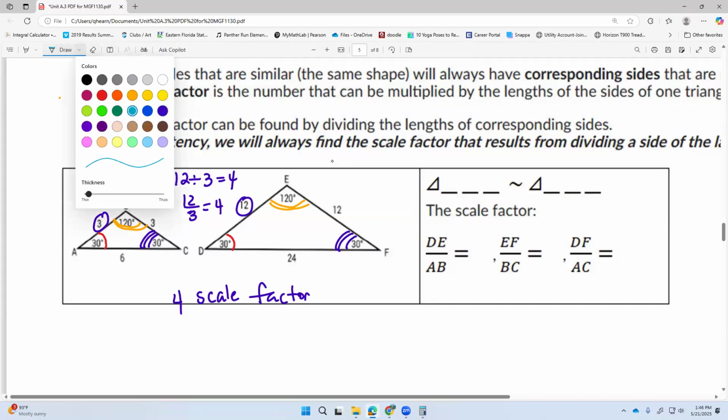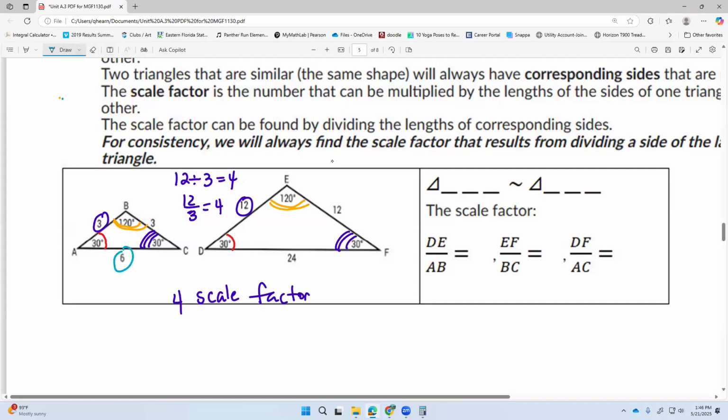But we also could have used the 6 and the 24. See how the 6 is between the red and the purple angles of 30 degrees? And this one is between the red and the purple angles of 30 degrees. So these two sides correspond to each other. So to find the scale factor, I could also have divided 24 by 6 and got 4. It doesn't matter as long as you divide the larger triangle by the smaller triangle, and as long as you're sticking to corresponding sides.